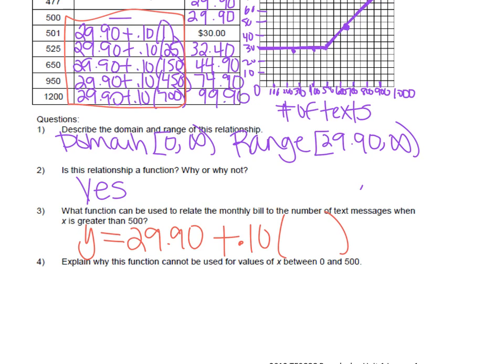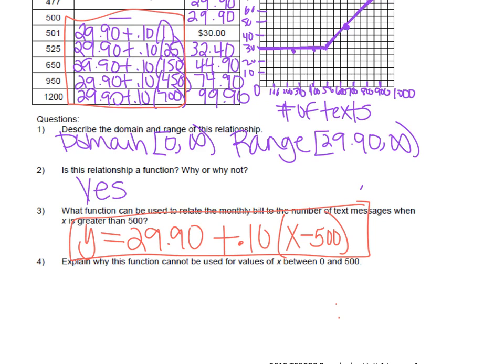And remember that x represents the number of texts. So what would I have to do with x in order to represent x over 500? Well, just like what we did up here, if I had 525, I had to subtract it from 500 to get 25. So we would just take our x and subtract 500 from it. So here's our equation to represent this data.